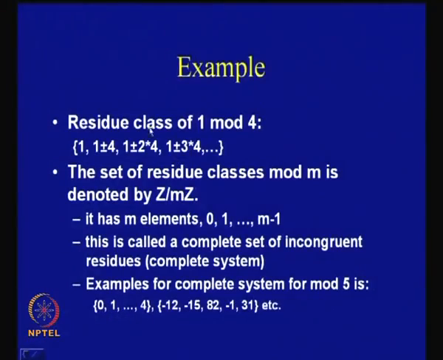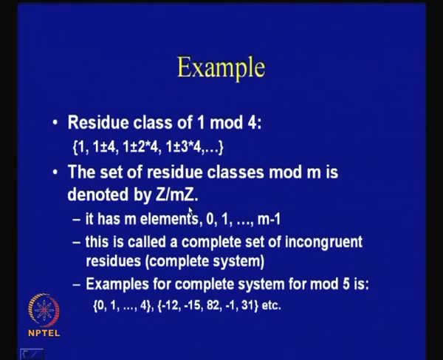So here is an example of a residue class of 1 modulo 4. So 1 modulo 4 will be 1, and then 1 plus or minus 4, and again 1 plus or minus 2 multiplied by 4, and then 1 plus or minus 3 multiplied by 4, and so on. So the set of residue classes mod M is denoted by Z/MZ. So this is also denoted in this fashion. This particular notation is also sometimes known as Zm.